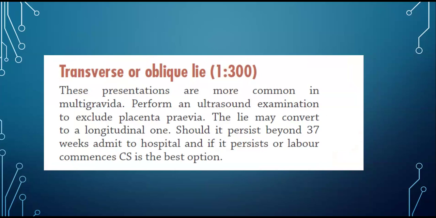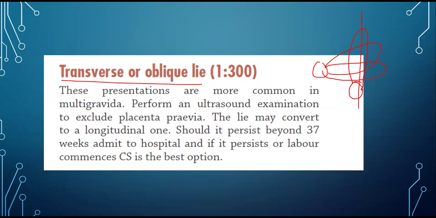Then there is transverse or oblique lie. So we know that the baby's lie or position should be like this. The longitudinal lie is the normal lie. But if the baby is staying obliquely or transverse like this, that's what we call transverse or oblique lie. These presentations are not normal. And you can understand that there is no possibility that it will go for a normal vaginal delivery. So there is a high risk of obstructed labor if the mother goes into labor.